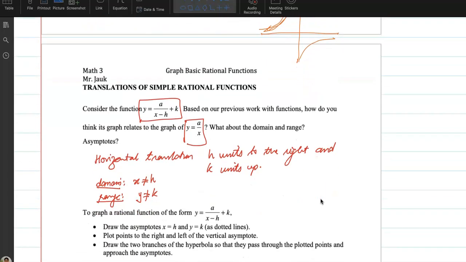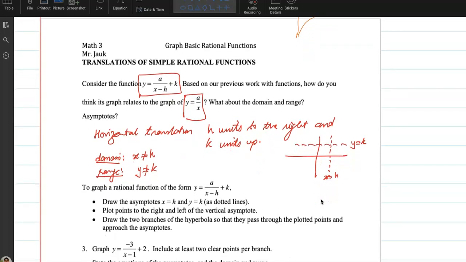So x is equal to h and y is equal to k, because it moved k units up. That's your asymptotes. Your vertical asymptote becomes x = h, and your horizontal asymptote becomes y = k.